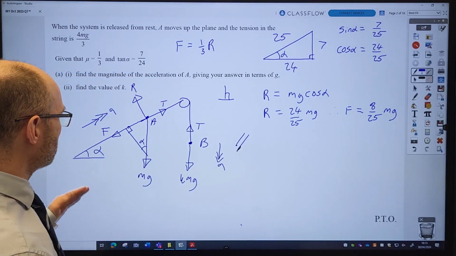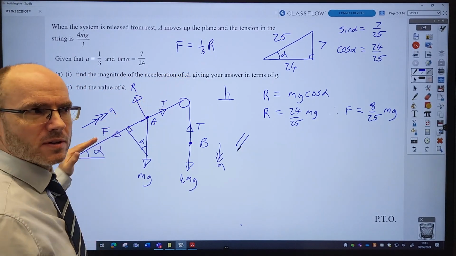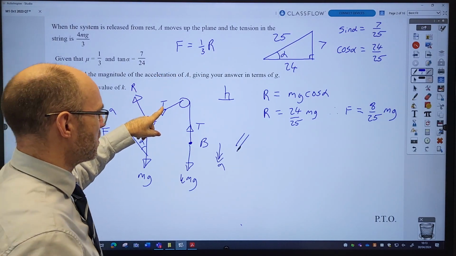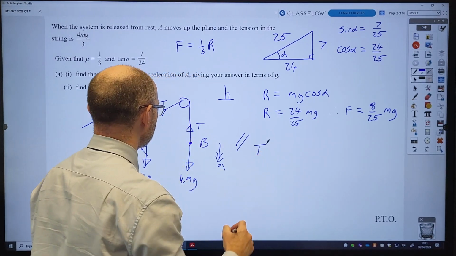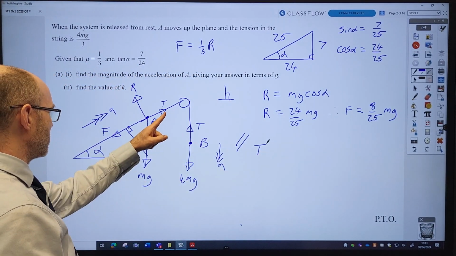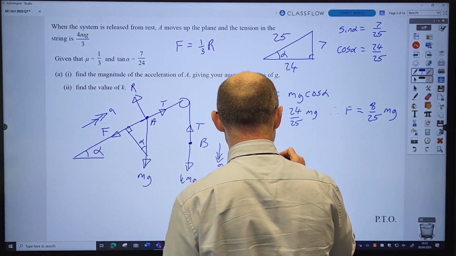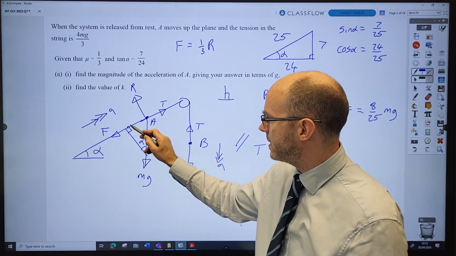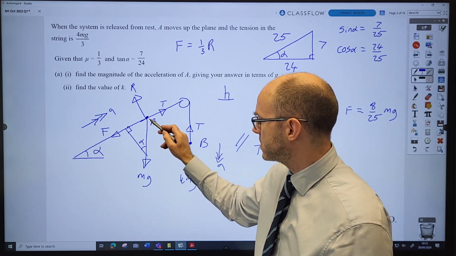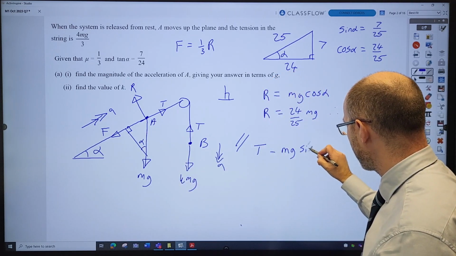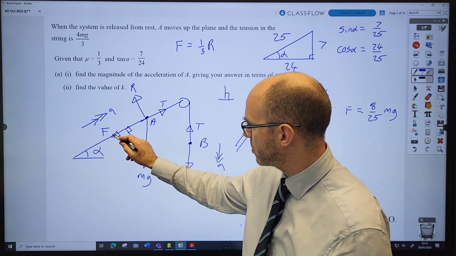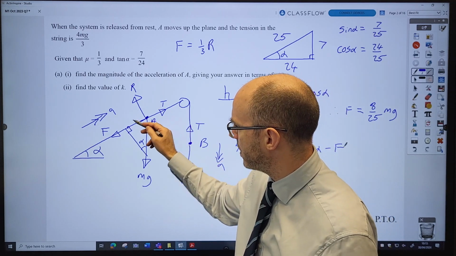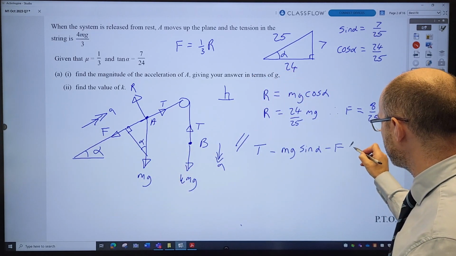So parallel to the slope, it's going that way, so up the slope is the positive direction. So T is going to be positive, and then the rest are going to be negative. Okay, so we've got to subtract the weight. So subtract mg, and that's going to be this bit here, which is opposite alpha, so sine alpha. So mg sine alpha. And also, we've got F is down the slope. So you've got T minus the weight minus the frictional force. And that's equal to mass times acceleration.